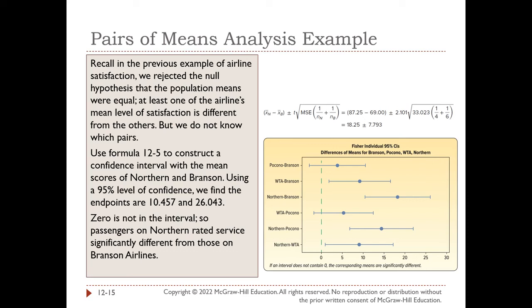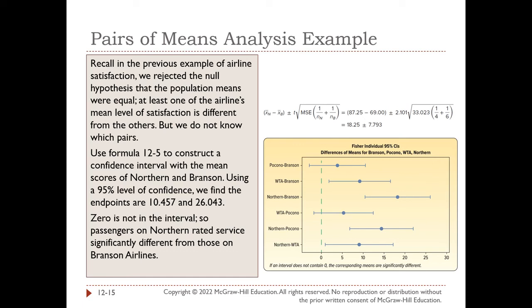Pairs of means analysis example. Recall in the previous example of airline satisfaction, we rejected the null hypothesis that the population means were equal. At least one of the airlines' mean levels of satisfaction is different from the others, but we do not know which pairs. So we're going to figure it out. Use formula 12-5 to construct a confidence interval for the mean scores of Northern and Branson using a 95% level of confidence.